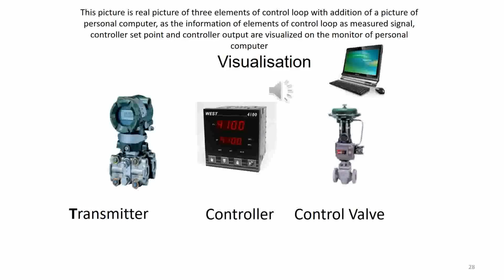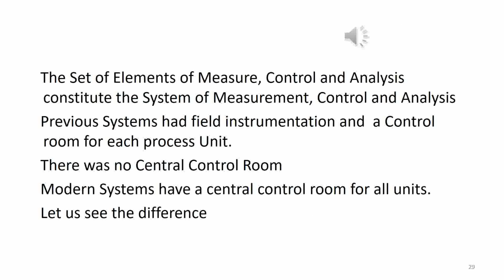This picture is a real picture of three elements of control loop with addition of a picture of personal computer, as the information of elements of control loop as measure signal, controller set point, and controller output are visualized on the monitor of personal computer. The set of elements of measure, control, and analysis constitute the system of measurement, control, and analysis.